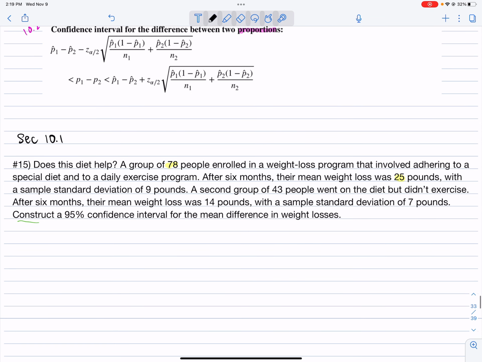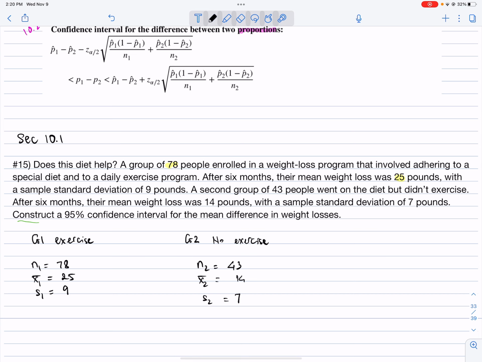So let's write down the given information. You have two groups, group 1 and group 2. The first group had the same program with exercise, and the second group had no exercise. So we have n1 is 78, x1 bar is 25, and s1 is 9. The sample size for group number 2 is 43 people, the sample mean is 14, and s2 is 7.